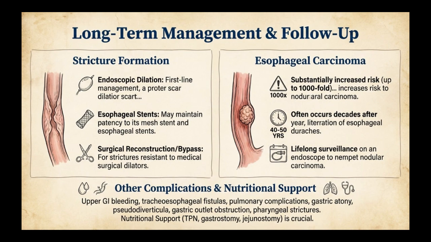Other complications include upper gastrointestinal bleeding, tracheoesophageal fistulas, pulmonary complications, e.g. aspiration pneumonia, small airway obstruction, gastric atony, pseudodiverticula, and gastric outlet obstruction. Pharyngeal strictures and microstomia can also occur, severely impacting deglutition and respiration. For button batteries lodged in the airway or esophagus, expeditious endoscopic removal is required. Gastric or intestinal batteries may be managed with watchful waiting and follow-up radiographs. The primary concern for newer batteries is often electrical injury rather than caustic leakage.